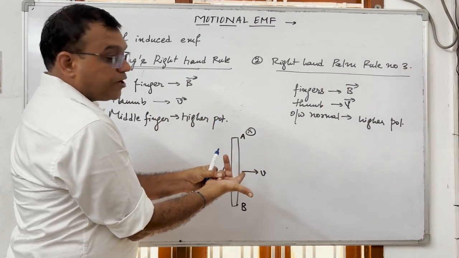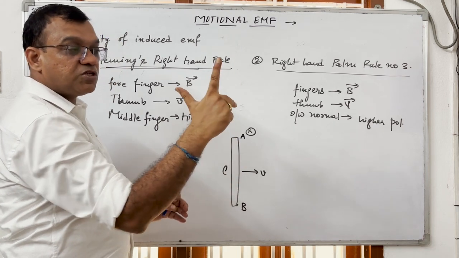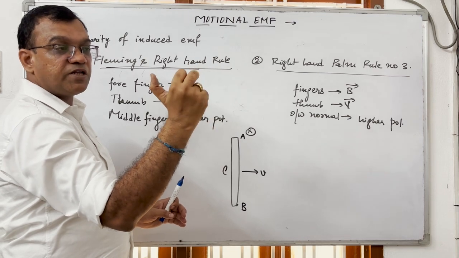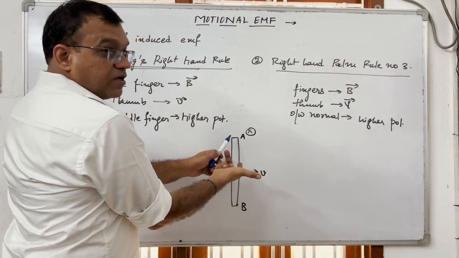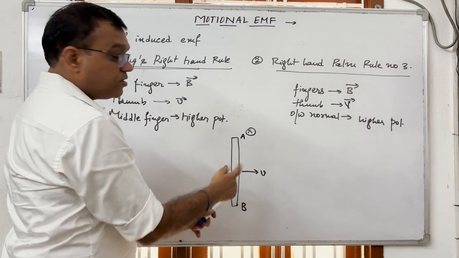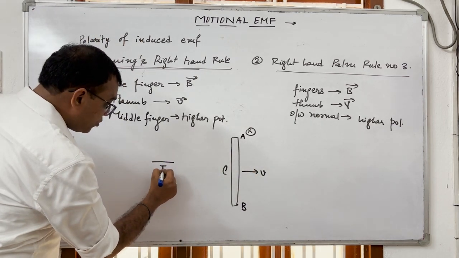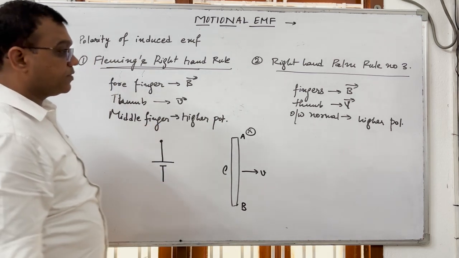Middle finger will point towards the higher potential. Once again, these three: this towards the magnetic field, this towards the velocity, and this towards the higher potential. So this way, A is at higher potential than B. So here we can say the polarity of point A is at higher potential.